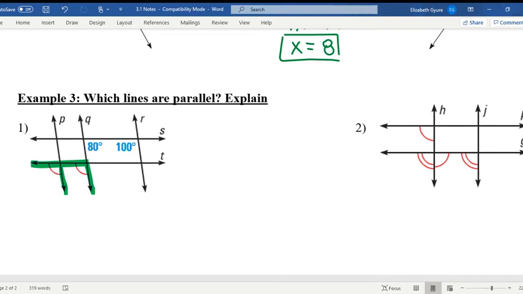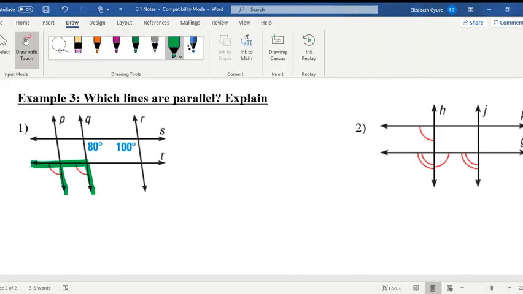Well, does this have anything to do with line R? No. Does it have anything to do with line S? No. And then if it doesn't have anything to do with line S, would it make sense for T to be parallel to something? No. So which 2 lines would need to be the parallel ones? P and Q. Good. And it says explain.